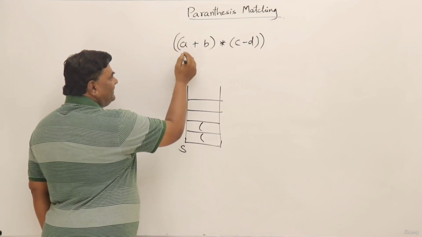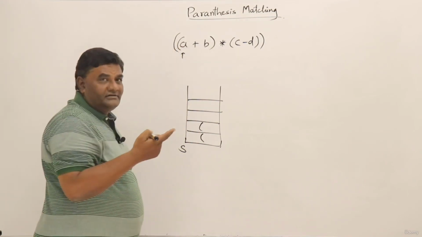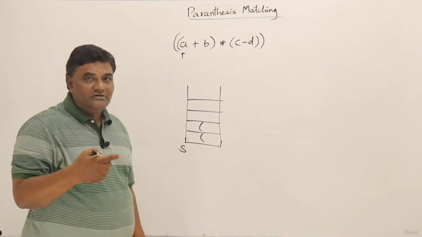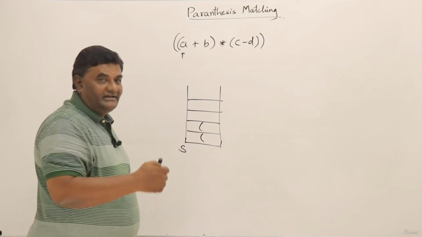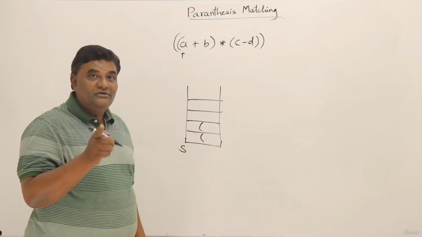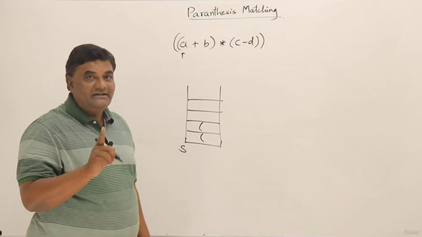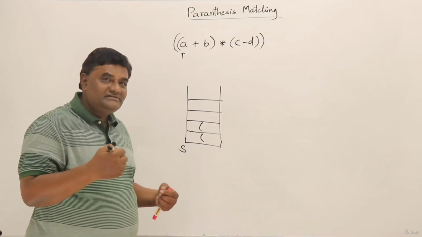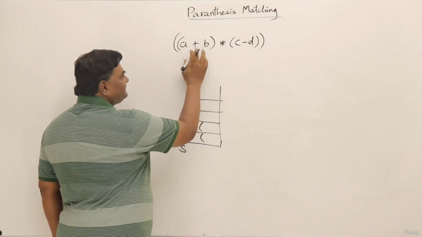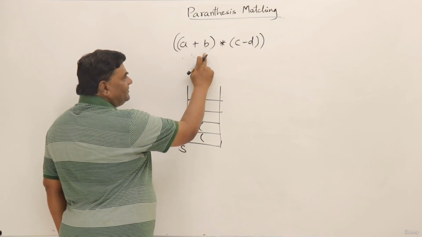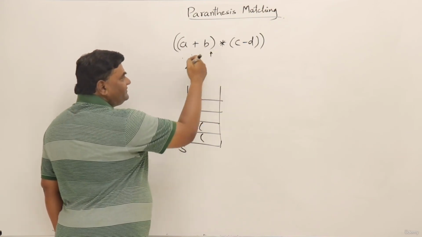Next symbol is A. It's neither an opening bracket nor a closing bracket, some other letter. Just ignore it and move ahead. So if you are getting an opening or closing bracket, then only you have to respond. Otherwise, just move ahead. Let us move to the next symbol. This is plus. Move ahead. B, move ahead. Now I got a closing bracket.